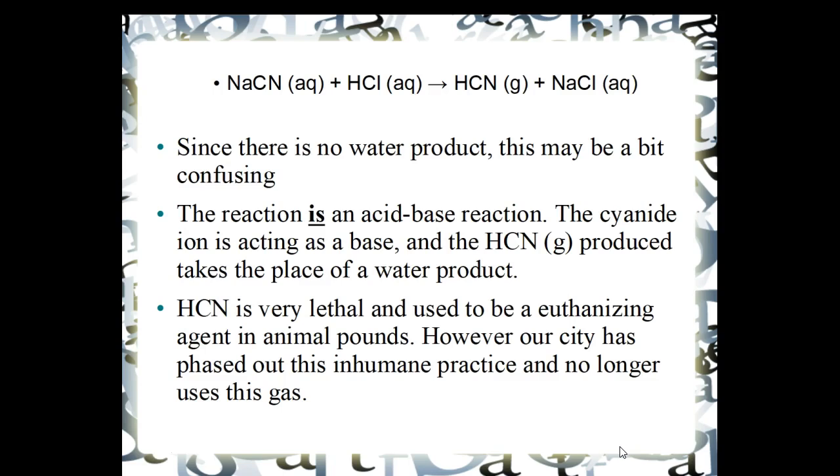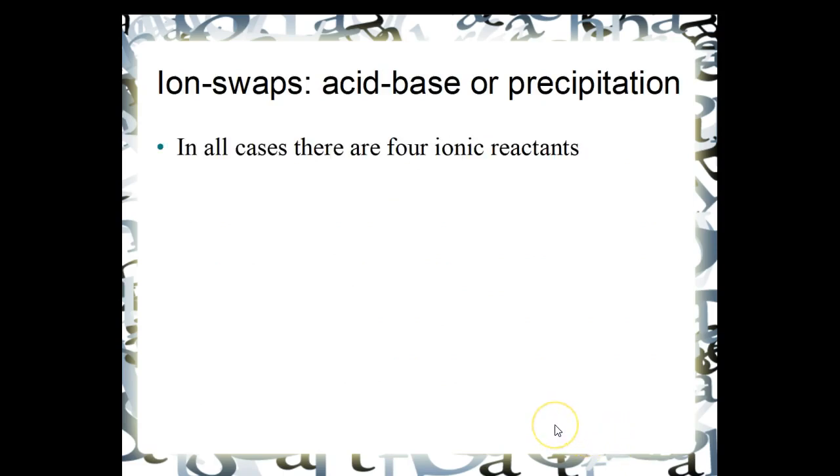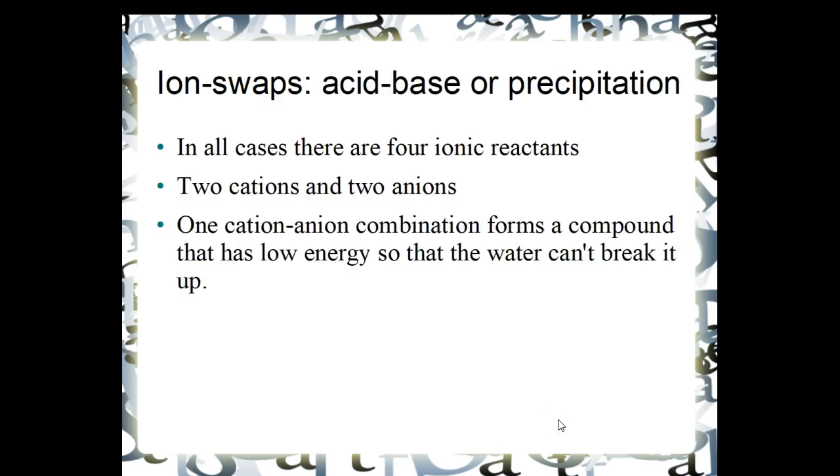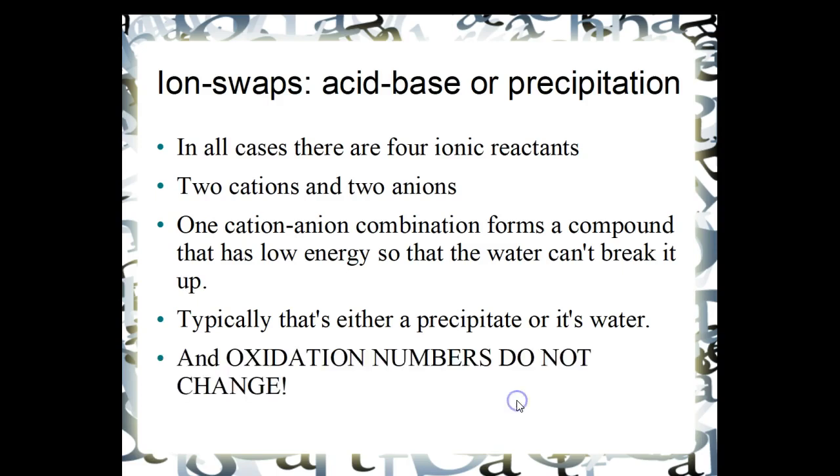Now concluding this presentation and this series of 4 presentations, ion swaps. In all cases there are 4 ionic reactants, 2 cations and 2 anions. One cation-anion combination forms a compound that has low energy. It might be water, it might be a precipitate. The energy is so low that the energy of the water molecules can't break the compound up. Typically that's either a precipitate or it's water. And here's something to always watch for. In an ion swap, oxidation numbers never change.